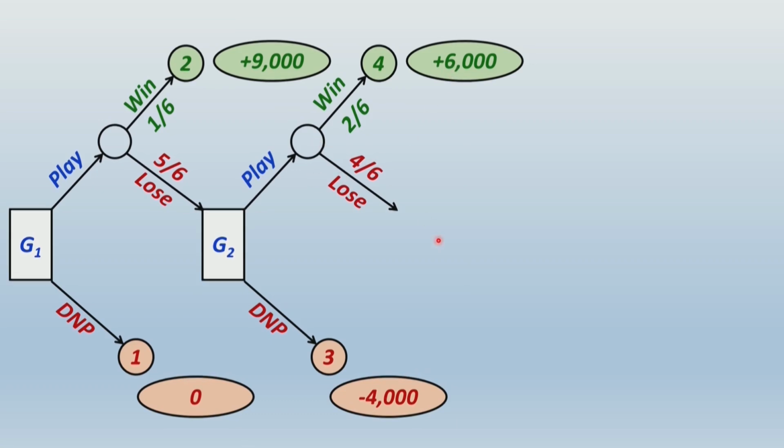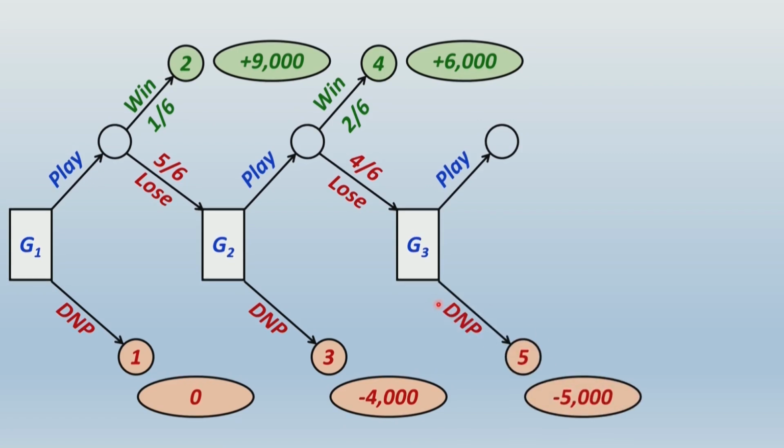Now, if she loses game 2, she will be given one more chance to play game 3. She has to buy one more ticket that will cost her another 1,000 if she decides to play. If she decides not to play, then it will be the end of the journey. So if she does not play, it will be the end of the journey, and the monetary value for this outcome will be minus 5,000. How did we get minus 5,000? It is simply that the entry ticket for game 1 was paid 4,000, the entry ticket for game 2 was also paid, that is 1,000. So 4 plus 1, 5,000. The cumulative cost up to this stage was 5,000.